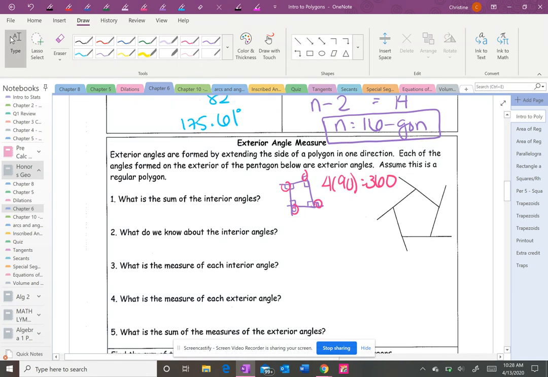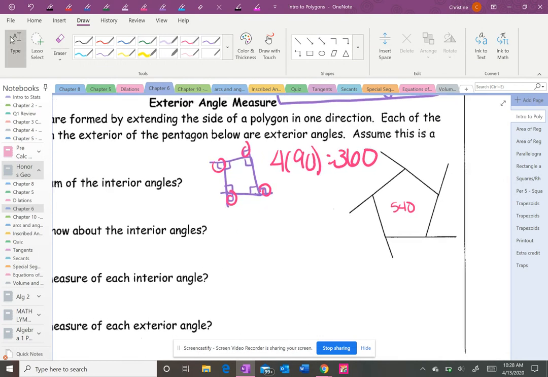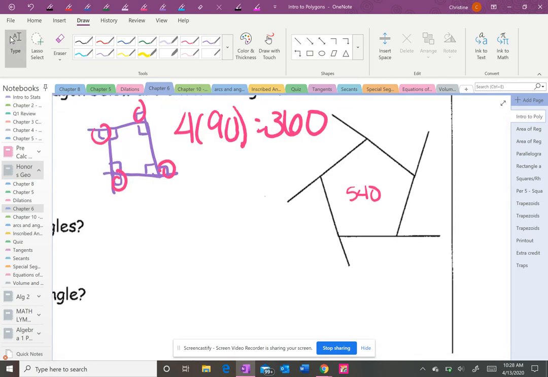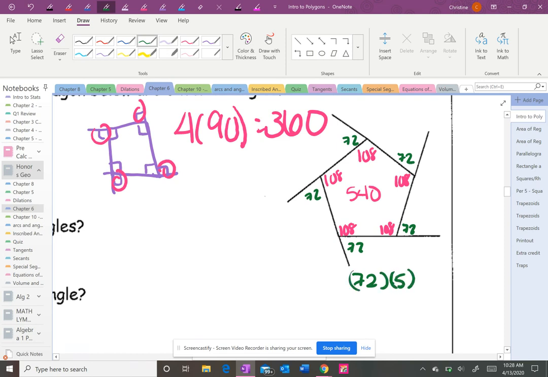Okay, here's a pentagon. A pentagon is 540. If I divide that evenly, each one of these winds up being 108. And if I find the supplement of 108, I can see that all of these exterior angles will be 72. And if I multiply 72 times 5, all of the exterior angles of the pentagon total 360.